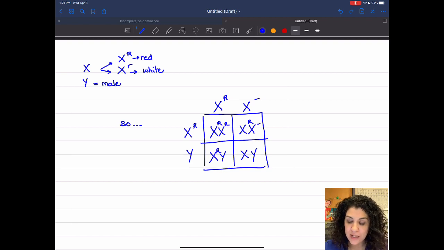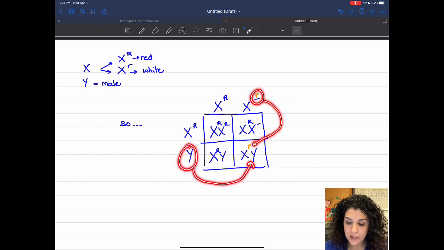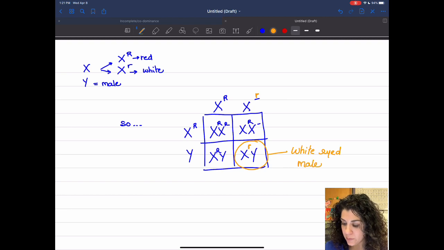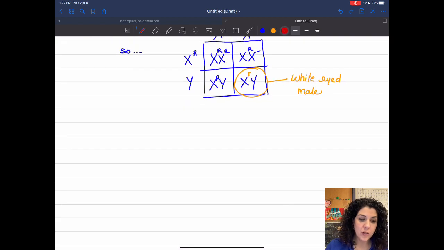Now one of these offspring has to be white-eyed. And so that means that this particular letter right here needs to be a little r. And then there is my white-eyed male, okay? This individual got a little r from mom and the Y from dad because it's a male. So that's the only thing dad can give him, okay? So that's right here. We're gonna indicate this is the white-eyed male, okay? So that's what we get when we do the cross that Thomas Morgan was dealing with.